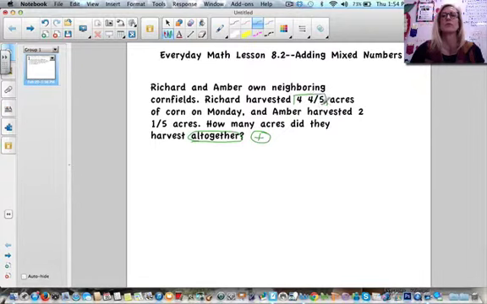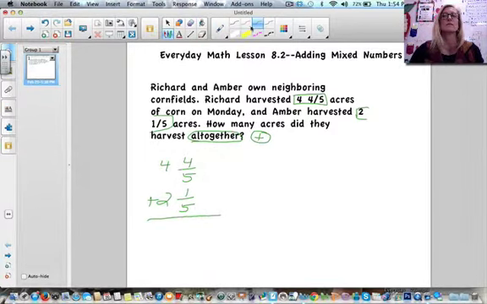So let's look at what we have. Right here we have 4 4/5 acres, and over here we have 2 1/5. We're going to set that problem up: 4 4/5 plus 2 1/5. This one is relatively easy because the denominators are the same. If you remember from a couple chapters ago when we were learning how to add fractions, as long as the denominators are the same, we can just go right ahead and add.